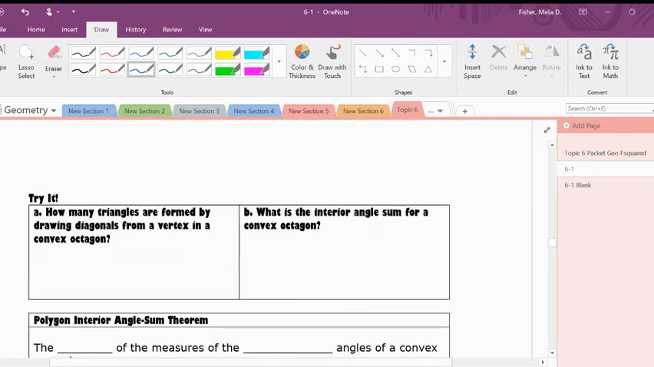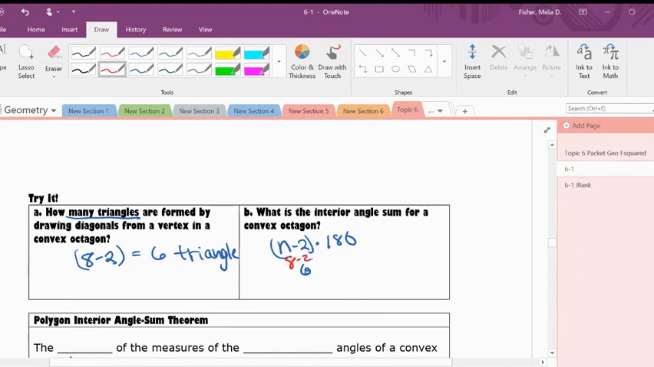Looking at triad A, it asks how many triangles are formed by drawing diagonals from a vertex in a convex octagon. Well, 8 sides minus 2 would be 6 triangles. And what is the interior angle sum for a convex octagon? Well, this is where we would use the n minus 2 times 180. So if n is 8, that's 6 times 180, which equals 1080 degrees.